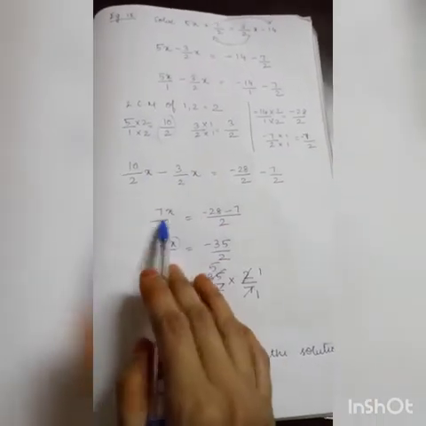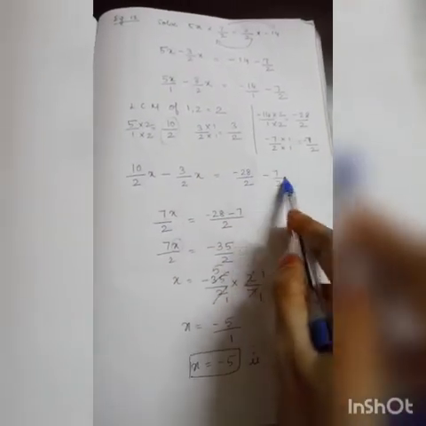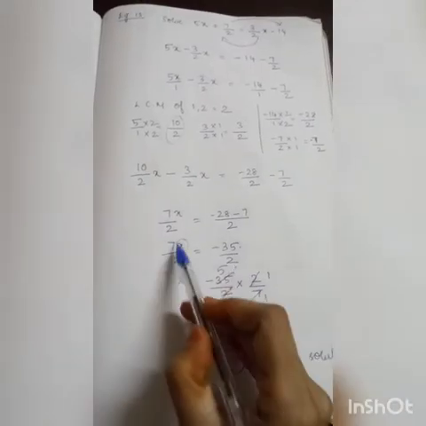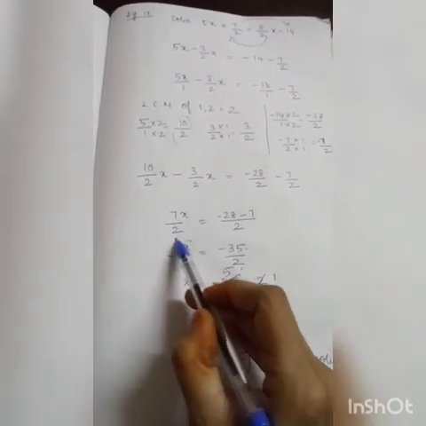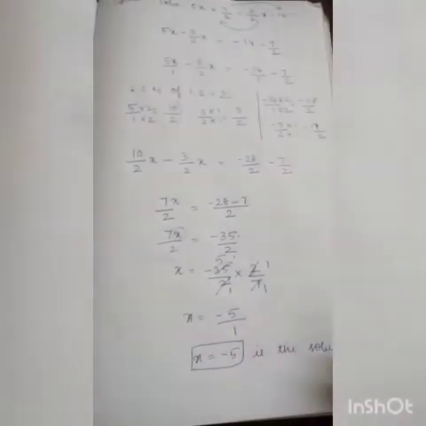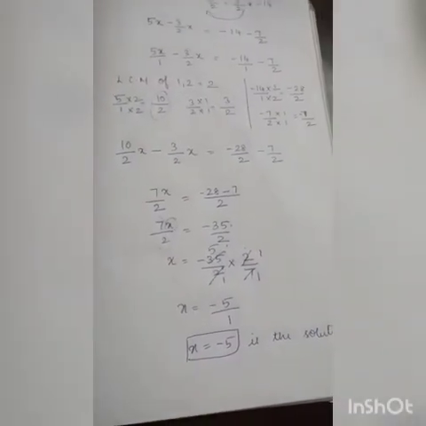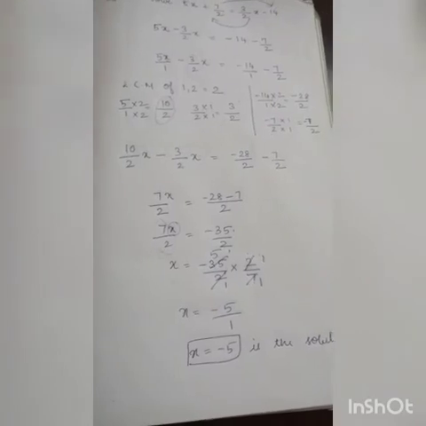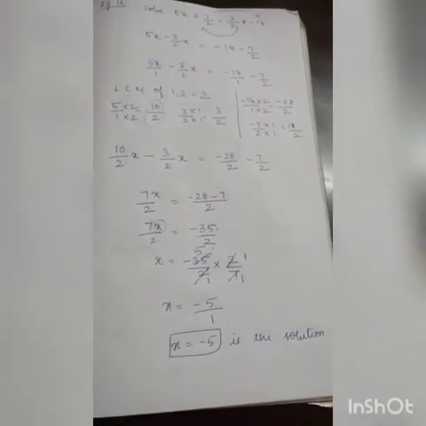10 minus 3, 7x. Minus 28 minus 7, minus 35 by 2. Then I want only x, so I am shifting this 7 by 2 towards that side. It becomes 2 by 7. Now I am going to cancel this. So I am getting x value as minus 5. x is equal to minus 5 is the solution for this equation.